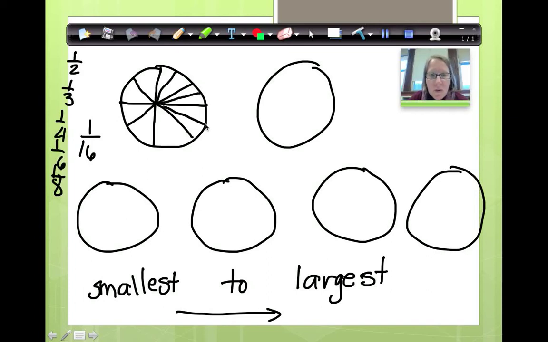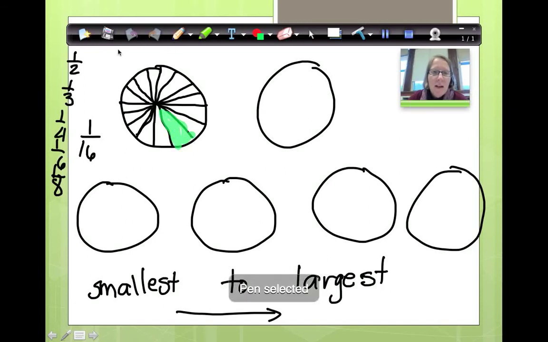Oh, my lines are getting crooked. Alright, 1/16. Now, is that 1/16? That shows 0/16. You need to shade one in. So pick one and shade it in. If you didn't shade one in, do it now. Okay, so 1/16 is our smallest.